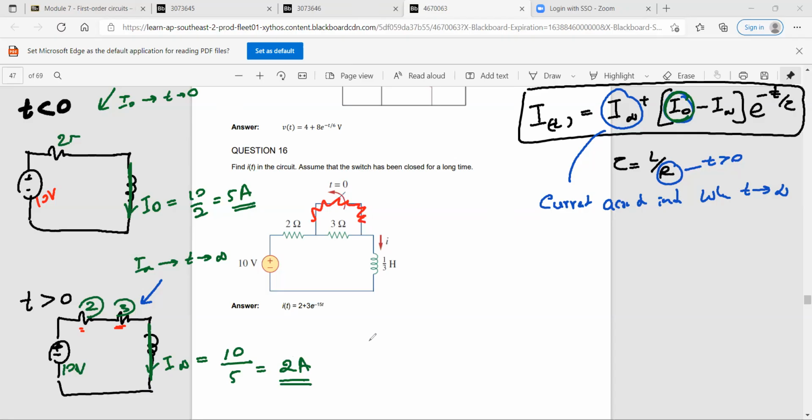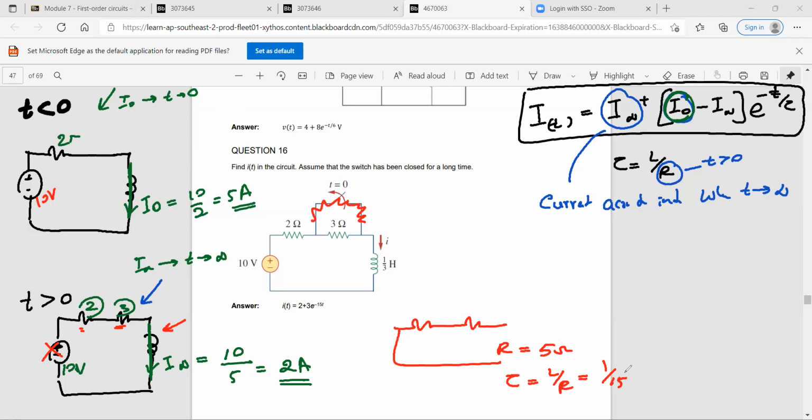And also to find RTH, you look at this circuit and you turn off the independent sources. So you have a 2 and a 3, and this is your R. So R is equal to 5 ohms. Is that right? Right. And your tau is L over R. So that means 1 over 50, isn't it?